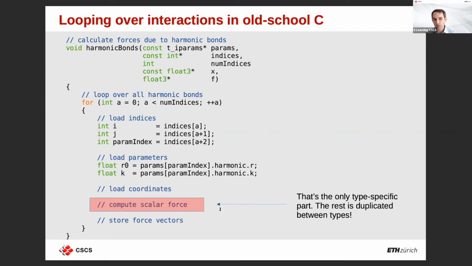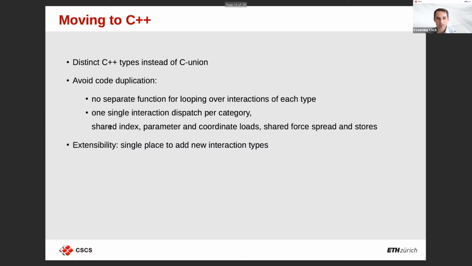The issue here really with this approach is that the highlighted red part is really the only part of the code that's unique to harmonic bonds. All of the other statements here, for instance, loading of indices and parameters, loading coordinates, storing back forces, that's actually shared between all the different bond types that your code can handle. And so that's code duplication, which we don't like.